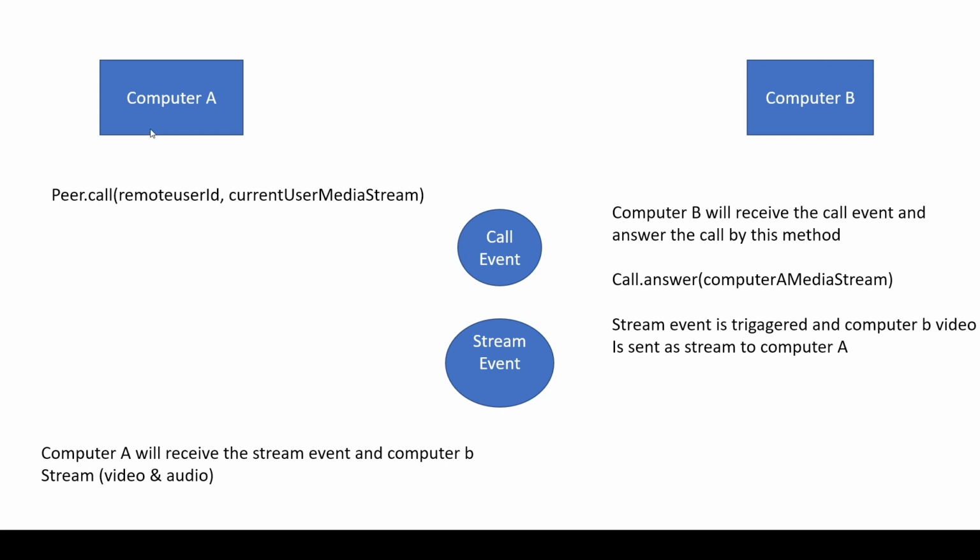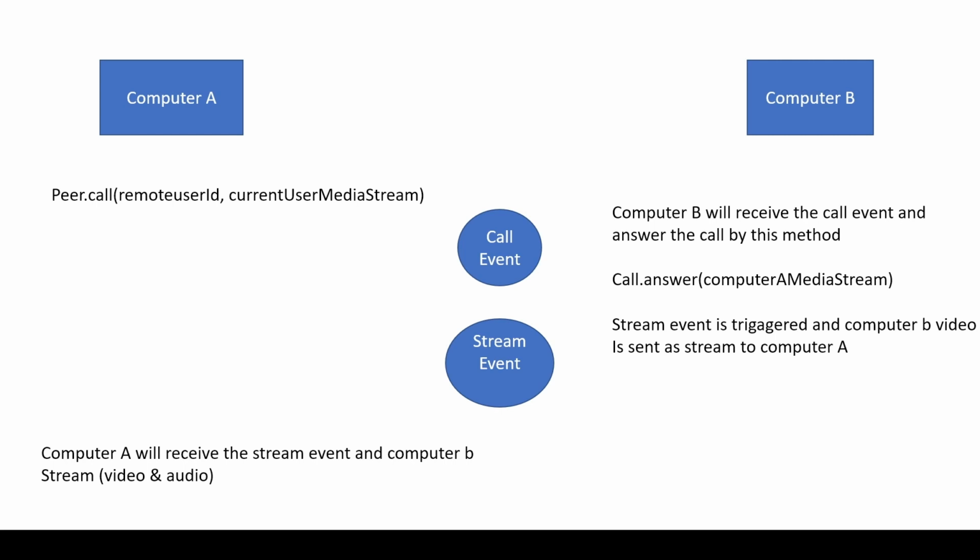So once they get their unique IDs, computer A needs to call the call method using the peer instance, which takes two parameters. First, the remote user ID, which we will get from computer B, and the second is the current user media stream. Now, what is the current user media stream? It will be the combination of video and audio of the current user. We can fetch this from the Navigator API, and you can also refer to developer.mozilla to learn more about the navigator APIs.